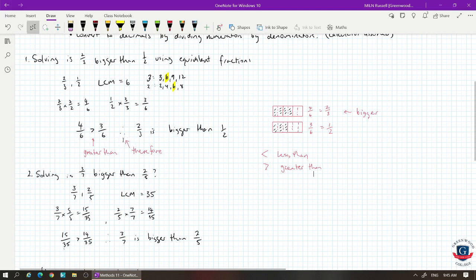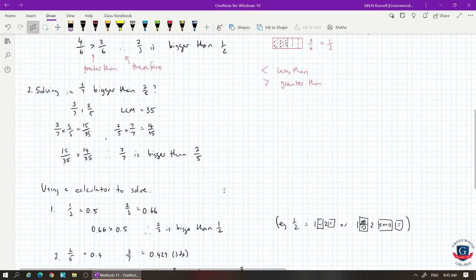Another little symbol that you might want to learn is this dot dot dot thing. We say that that's just a mathematical way of saying therefore. So here I'm saying therefore 2/3 is bigger than half. Alright, well let's look at 3/7 and 2/5 now, the one we couldn't do before.